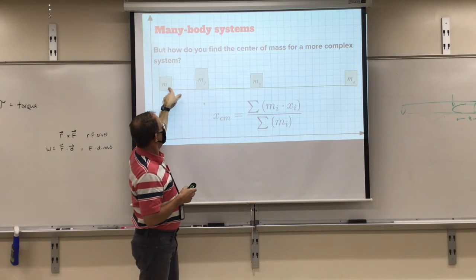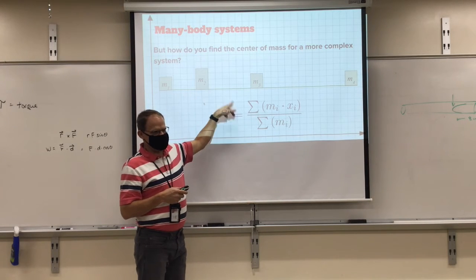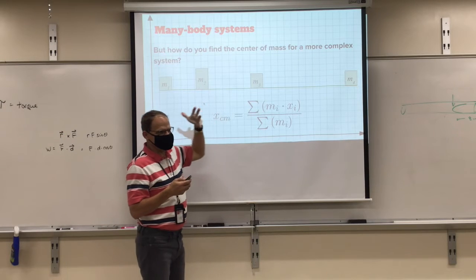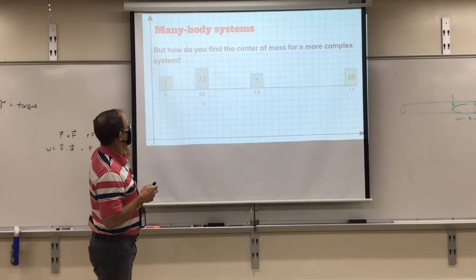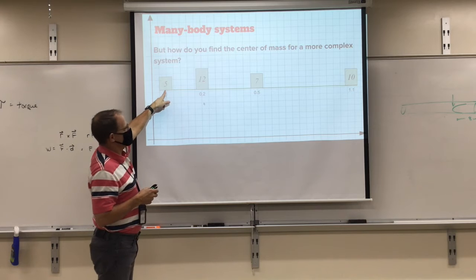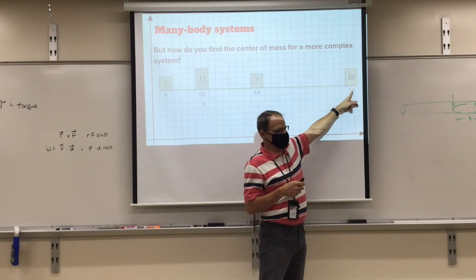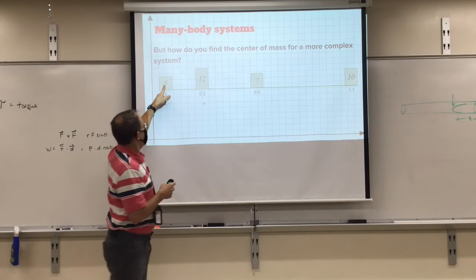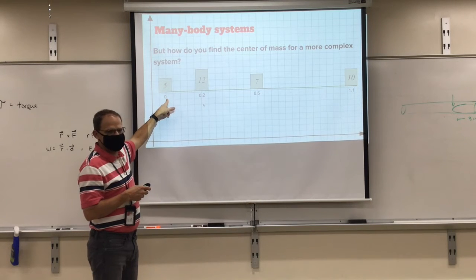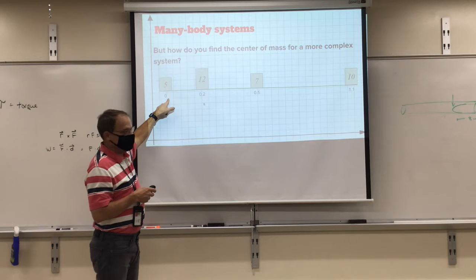Now, if every single mass was the same and spread out equally, this would end up being the middle. Okay? Let's just try it. Grab your calculator. This is at 0. This is at 0.2 meters, 0.5 meters, and 1.1 meters. So, take each mass times its distance from the end and add them up.